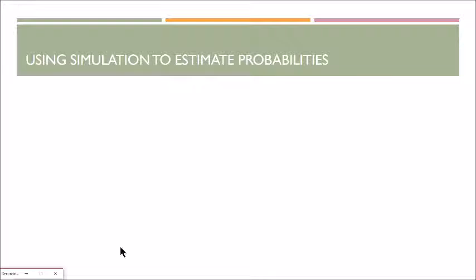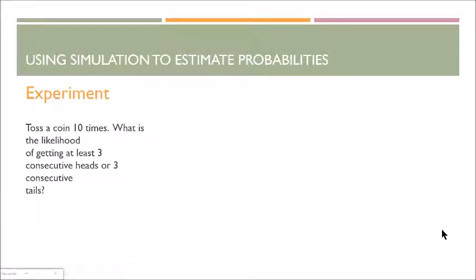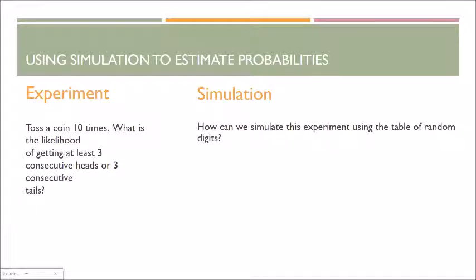Okay, so we are going to go back to the first example that we went through. Toss a coin 10 times. What's the likelihood of getting at least 3 consecutive heads or 3 consecutive tails? So we looked at estimating that probability using observation. Now we're going to look at it using simulation, using the table of random digits.